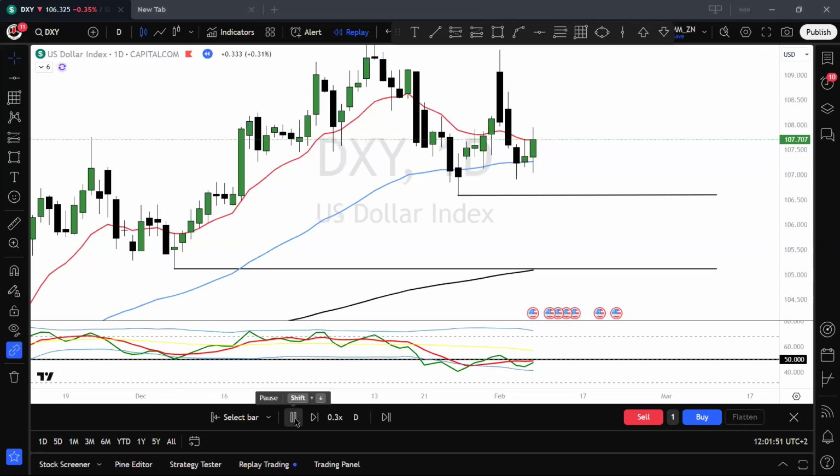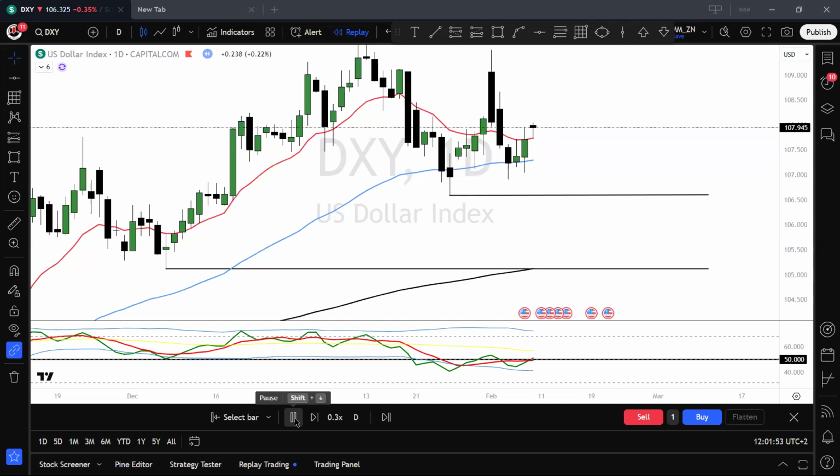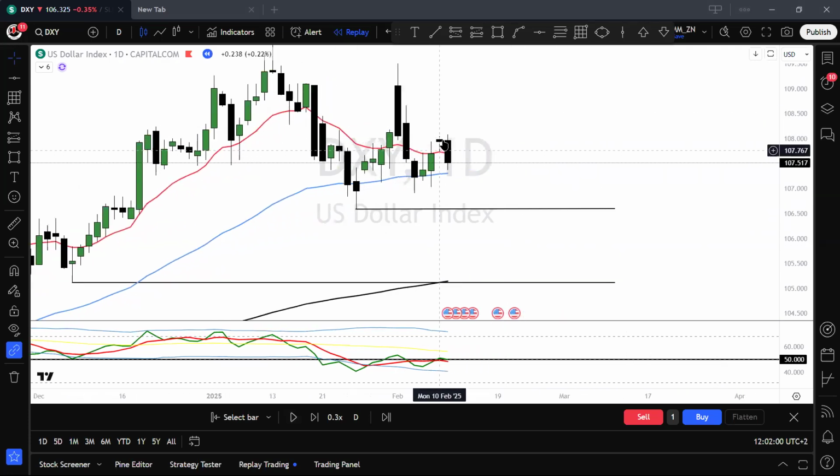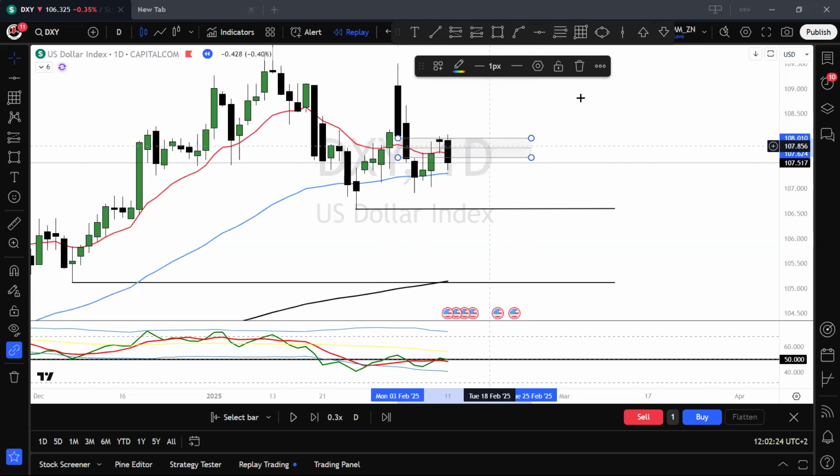Now we're coming into Monday. Okay, this was Monday, this was Tuesday. So let's wait here. On Monday, nothing really gave us a solid direction. The only thing I could see is this push down broke a few structures here, and we had a little bit of an imbalance, right here, or a fair value gap, as you might call it.